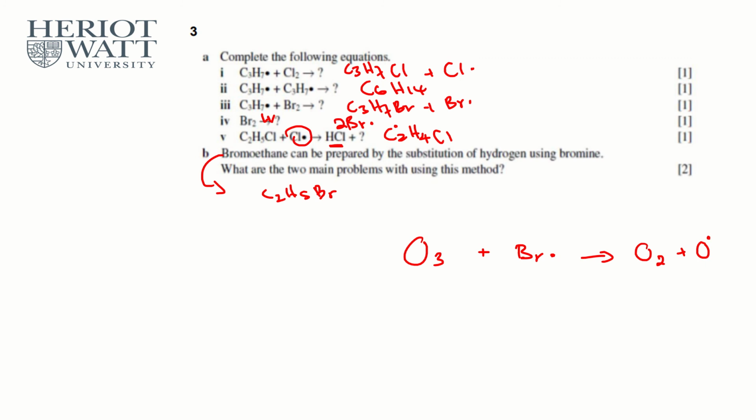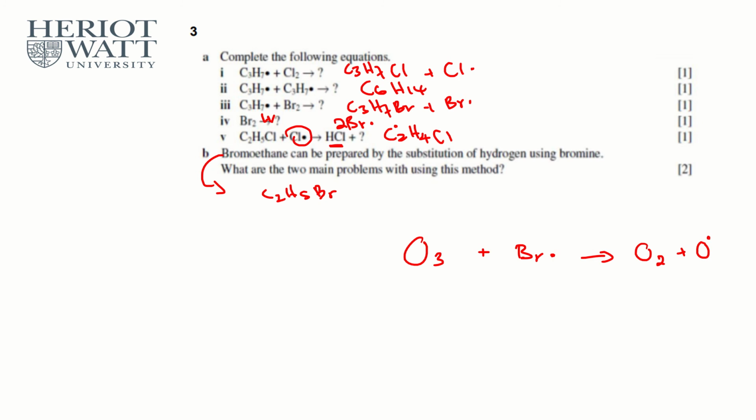And then what else is, you need a strong UV light, and you need to have consistent UV light, otherwise these reactions won't happen. So another main problem will be, what if the UV light is inconsistent, and that will actually affect the overall percentage yield of the bromoethane.